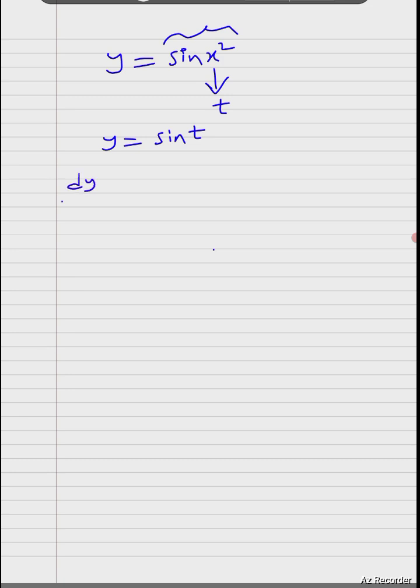Now our final target is to find dy by dx. But we don't have variable x here. We have variable t. So what we will do? We will split this dy by dx as dy by dt into dt by dx. Okay. Now can I find dy by dt?